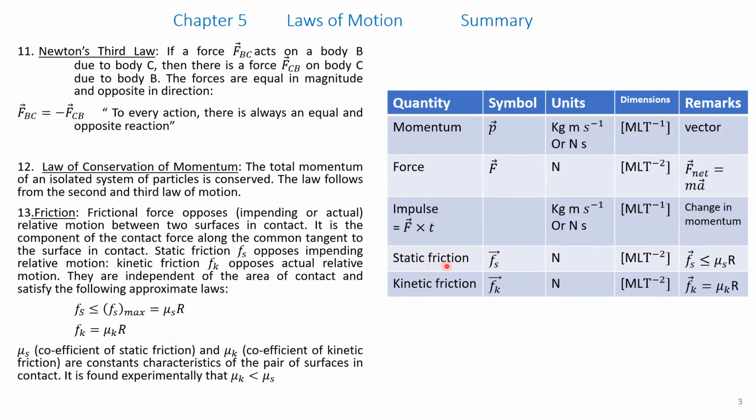Static friction is represented by symbol Fs, and it is a vector. Its unit is newtons, dimensions ML T to the power of -2, and Fs is always less than or equal to mu s into R. Kinetic friction is represented by symbol Fk, and its unit is newton, and dimensions are ML T to the power of -2, and Fk equals mu k into R.